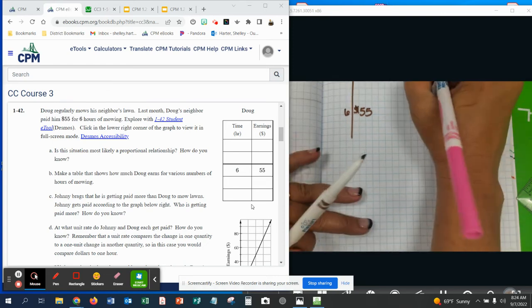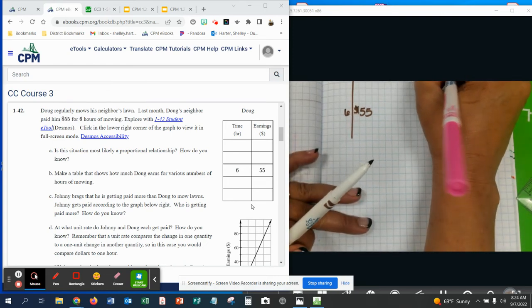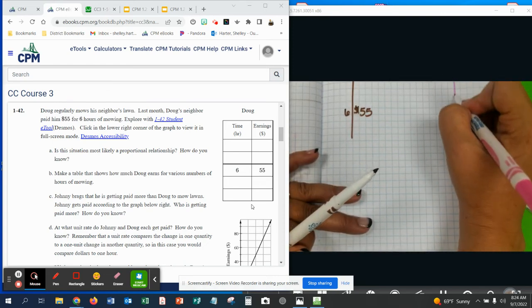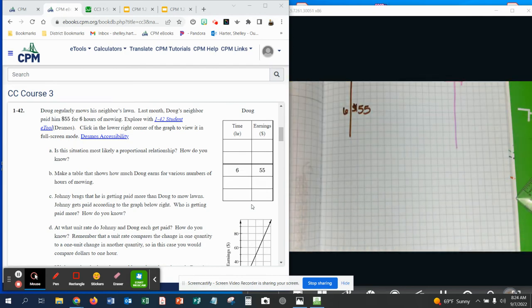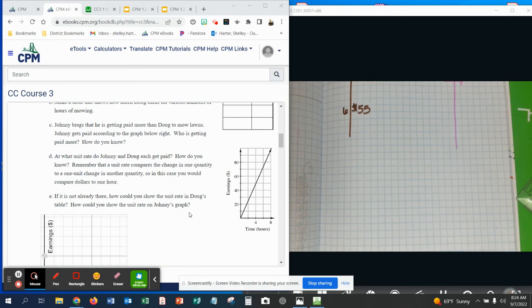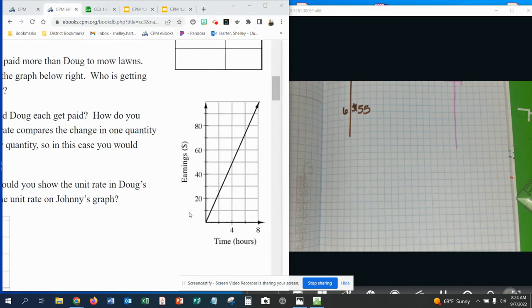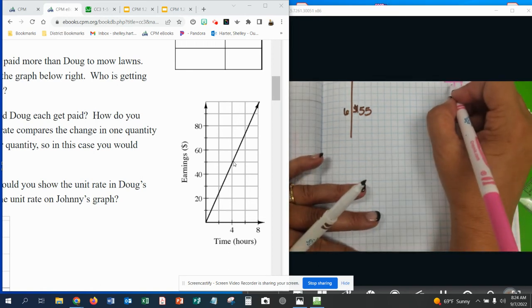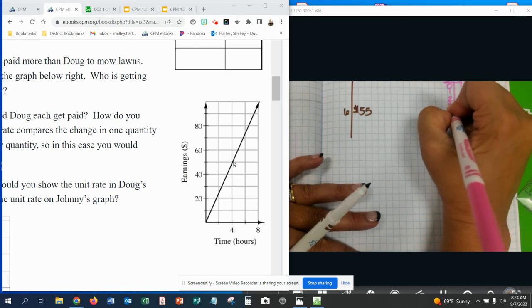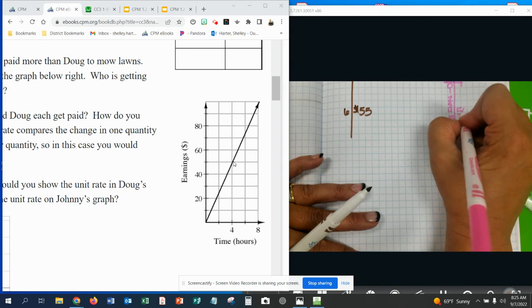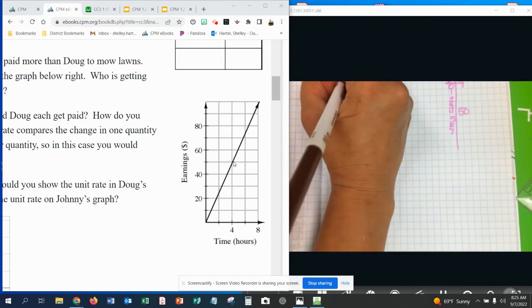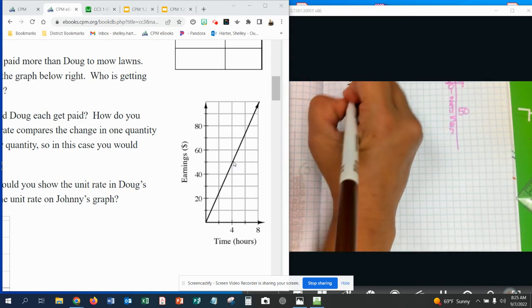Johnny was bragging, and he was like, dude, I get paid so much more money than you. And they were talking about it. If you look at the graph right here, for 4 hours, this dude gets paid $50. So 0, 1, 2, 3, 4, 5, 6, 7. So $50.